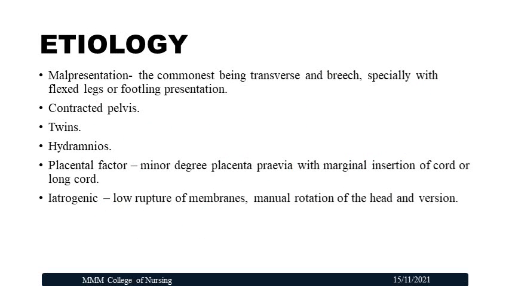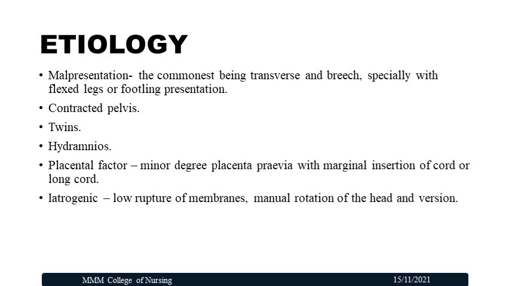Next is the etiology of cord prolapse. In the etiology, the first one is malpresentation. The common ones are transverse and breech presentation, especially with flexed leg or footling presentation. So in this type of presentation, cord prolapse is common.